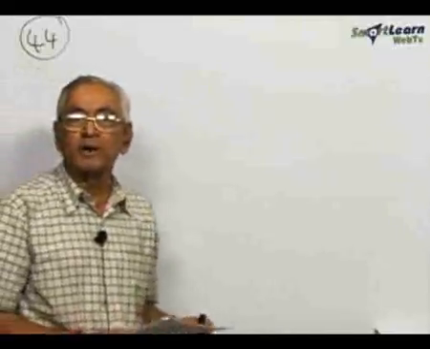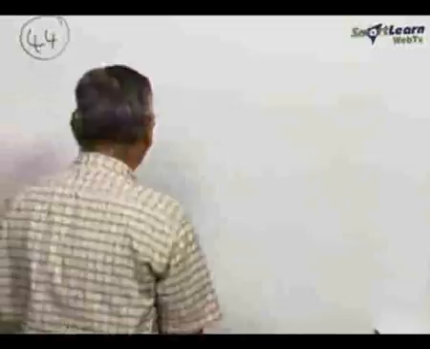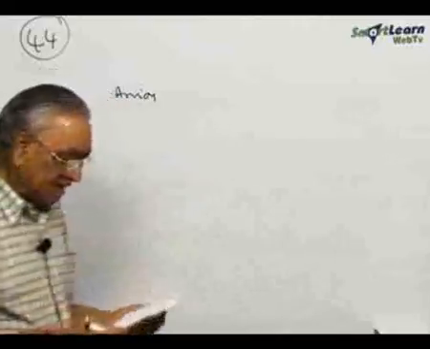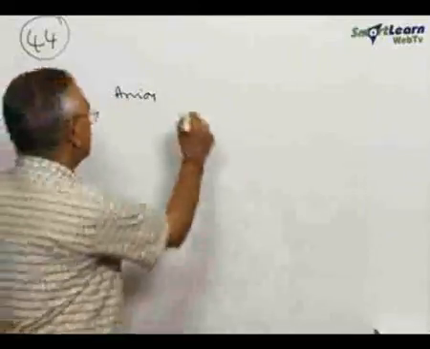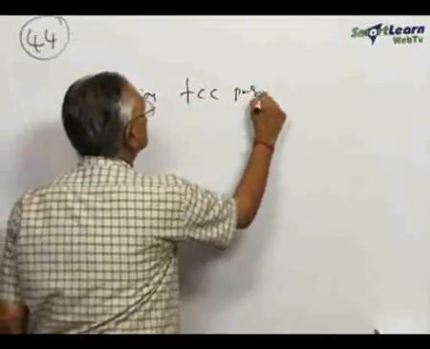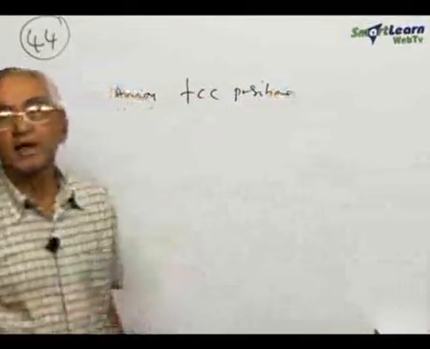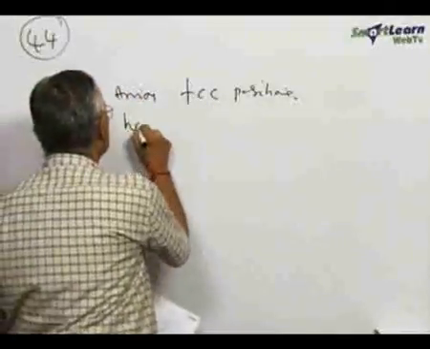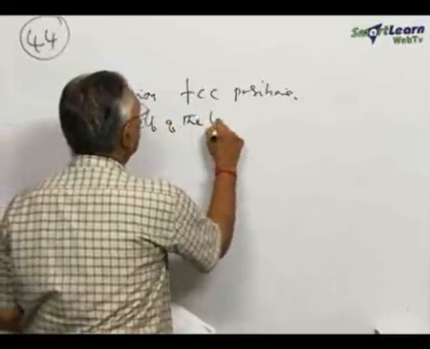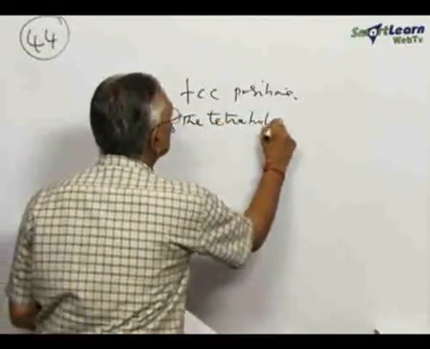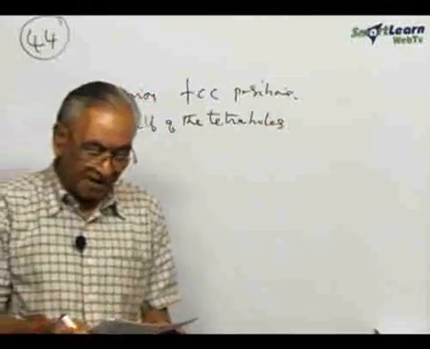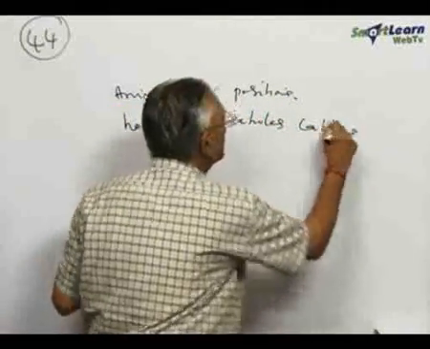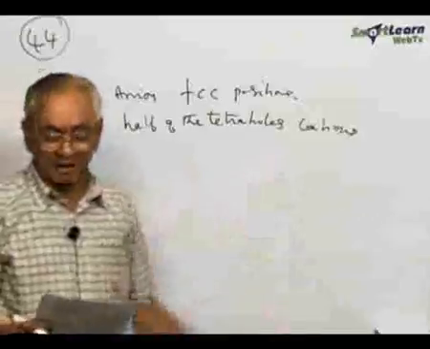Actually, the important point to remember is this is the zinc chloride structure. The anions occupy the face centered positions. Anions occupy the face centered positions, and half of the tetrahedral holes are occupied by the cations. So, the anions occupy face centered positions and half of the tetrahedral holes are occupied by the cations.